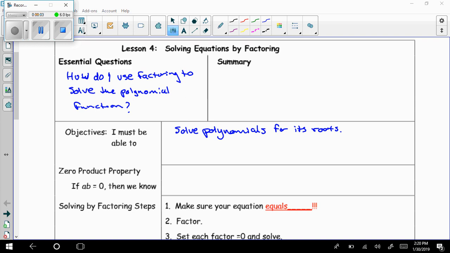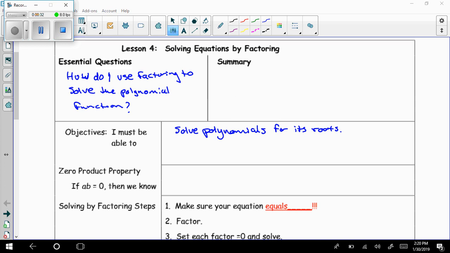Hey everyone, this is lesson 4, solving equations by factoring. We did a little bit of this in class today as far as just taking a factor, setting it equal to 0, and getting that x value that would make your equation 0. Remember always that when we're finding those solutions, we're finding where that function would cross the x-axis. And so we're constantly looking for those zeros.